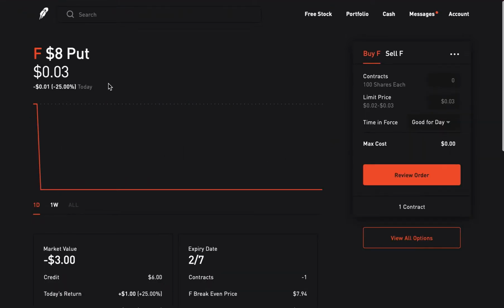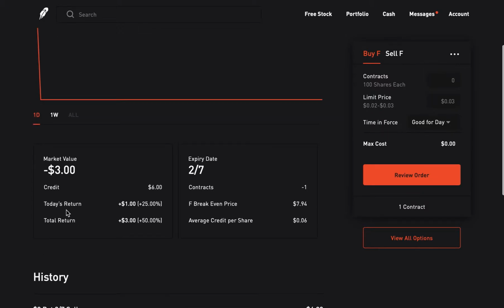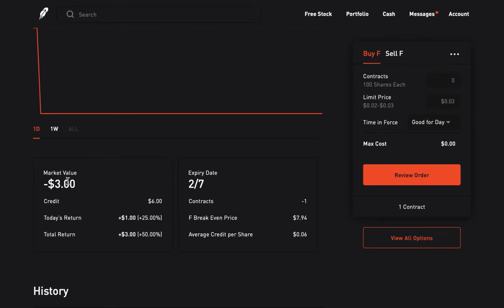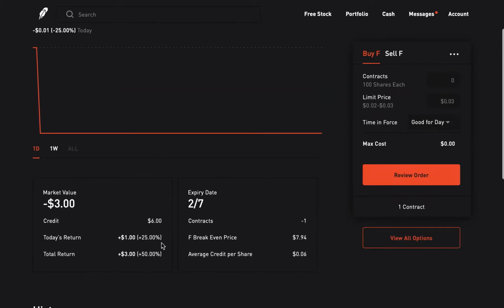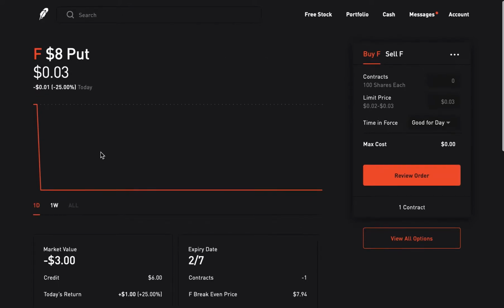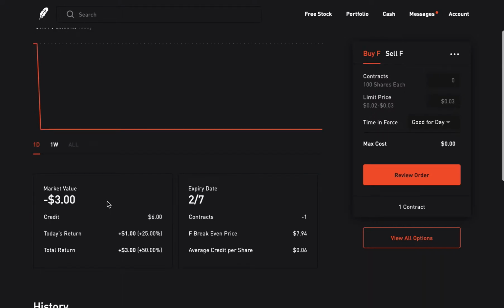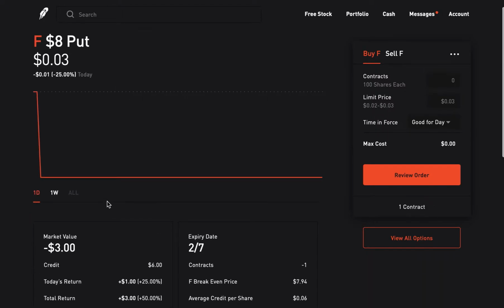And that's what I've done here with Ford. I have sold an $8 put for $6, so it's 6 cents a share, and that's times 100. So I've sold it for $6, and the market value of the contract has actually gone down $3. So I've gained $3, as you can see. Okay, does everyone understand that? So I've gained $3 because the value of the contract that I sold is worth $3 now rather than $6.